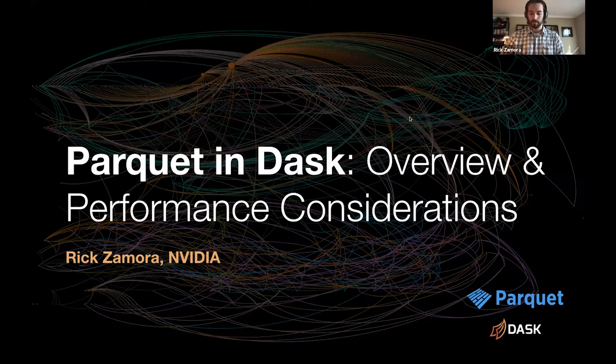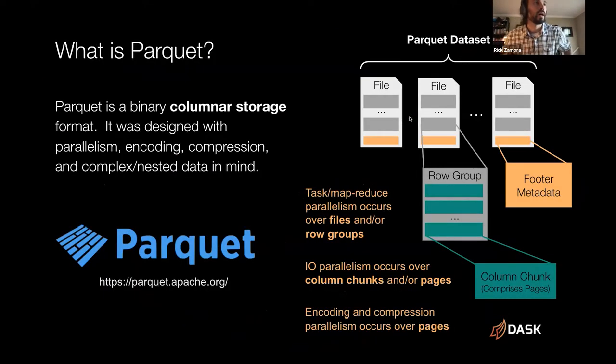So first of all, what is Parquet? Generally, Parquet is a binary columnar storage format designed with parallelism, encoding, and compression in mind. When you imagine a Parquet dataset, you should imagine a collection of Parquet files. They might be partitioned by directory, but for simplicity's sake, let's just say it's a collection of Parquet files. Each Parquet file is going to comprise a collection of row groups. Each row group is going to comprise a collection of column chunks. These are contiguously stored data for each column. And each of these chunks will be broken into pages.